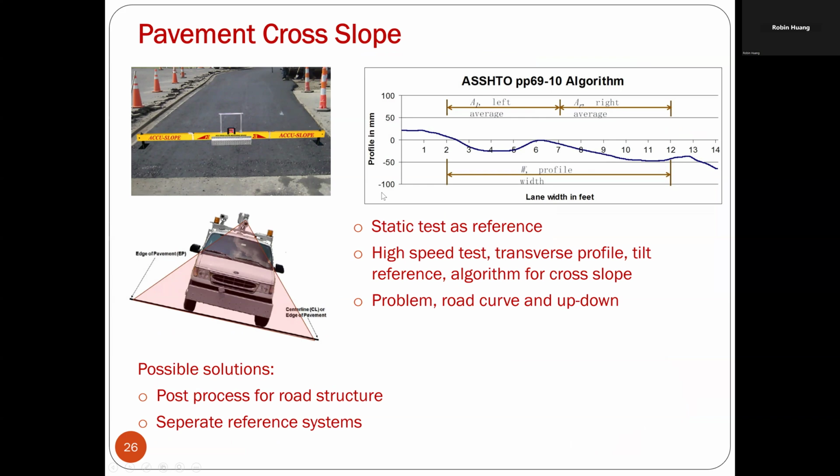Cross slope means some roads are built with a tilt, like if you have a big turn, a curve on the bridge or on the road, to balance the centrifugal force. You need the vehicle to have some tilt. We call this cross slope. For cross slope measurement, you can use the manual method with a level sensor, and also use the 3D system to get the profile, and through some horizontal reference, you can calculate the cross slope on the road.